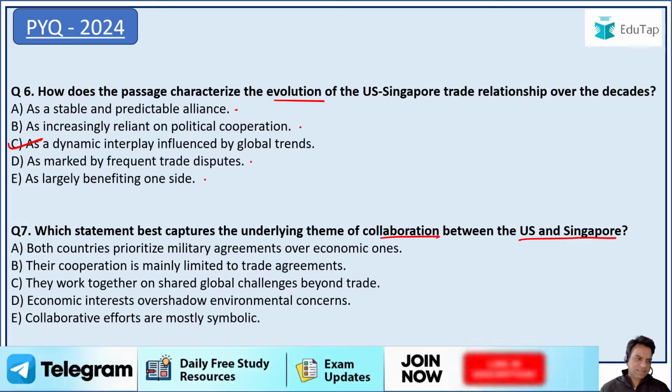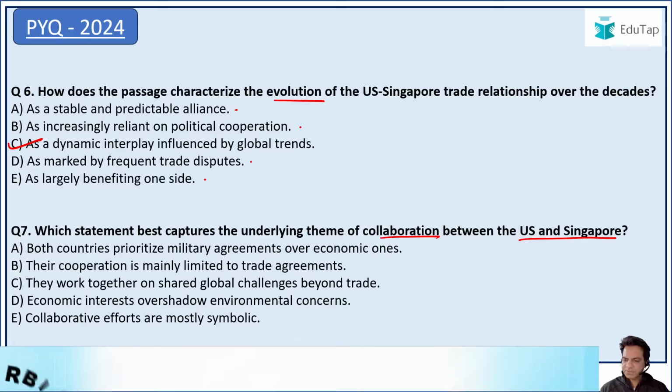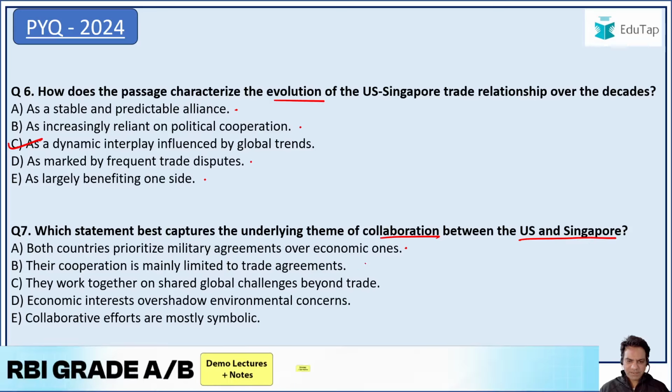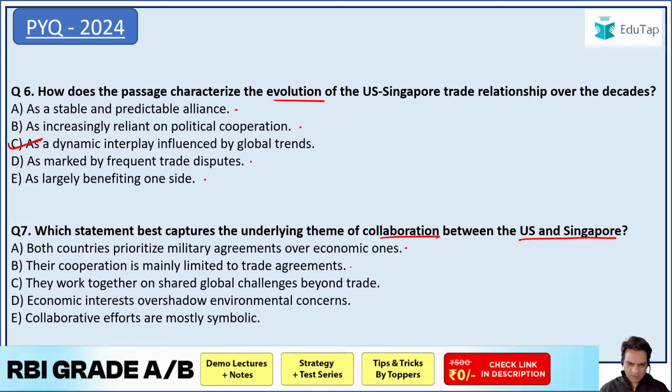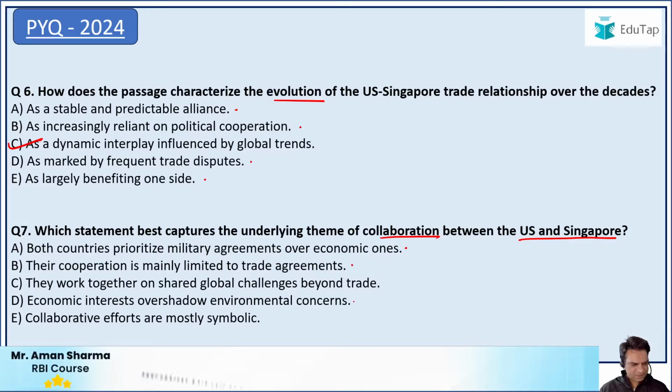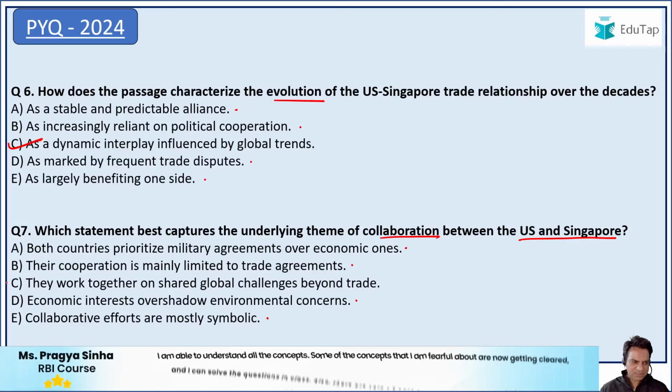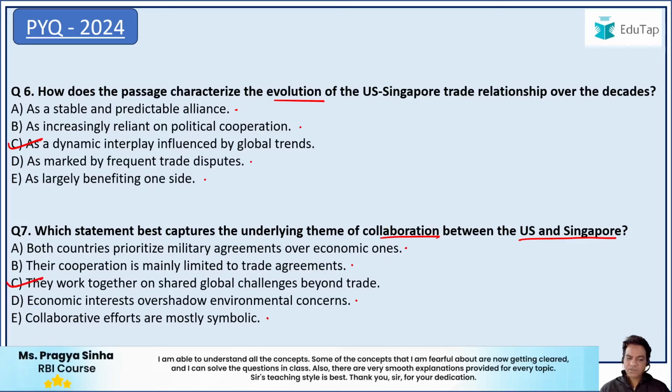Yes. Next, question number 7. Which statement best captures the underlying theme of collaboration between the US and Singapore? Both countries prioritize military agreements? No. Their cooperation is mainly limited to trade agreements? Not mentioned. They work together on shared global challenges beyond trade? Yes. Economic interests overshadow environmental concerns? No. Collaborative efforts are mostly symbolic? No. Again, option C is the right answer. They work together on shared global challenges beyond trade.